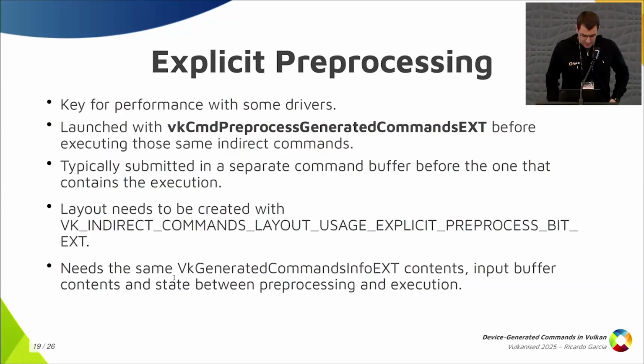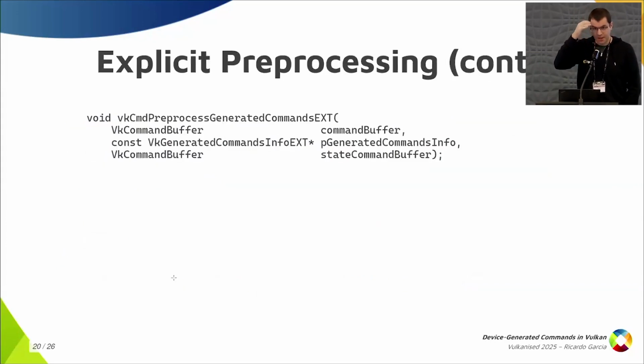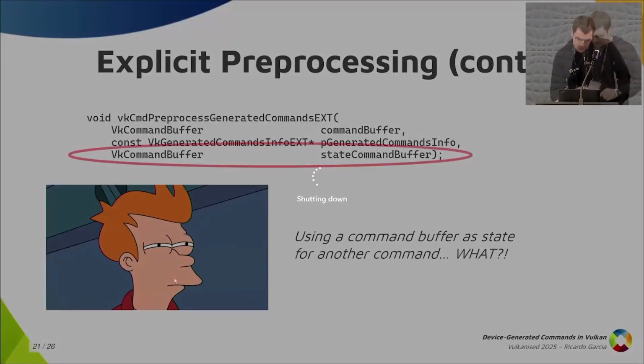One thing that is important to note is that preprocessing needs to know and needs to have the same state, the same contents of the input buffers as when you execute, so it can run properly. And that poses a small risk, which is, okay, if you want me to use explicit preprocessing, I need to use a separate command buffer, but I need to know the state of things, and I need to know the contents of the buffer that I'm going to use later. And they need to be the same ones that we use when we execute.